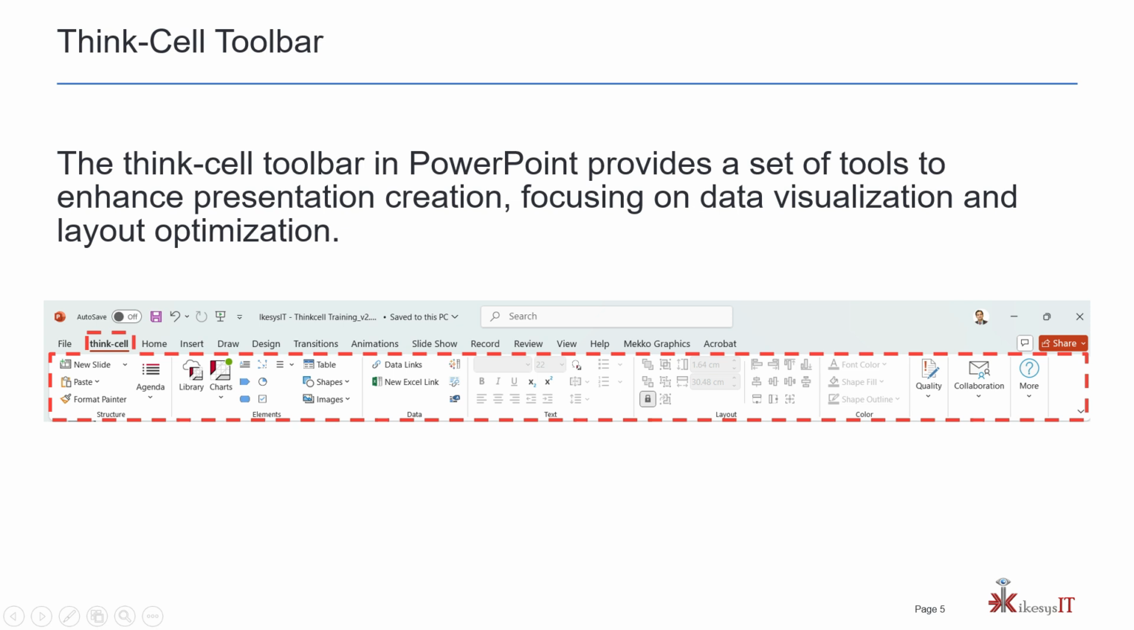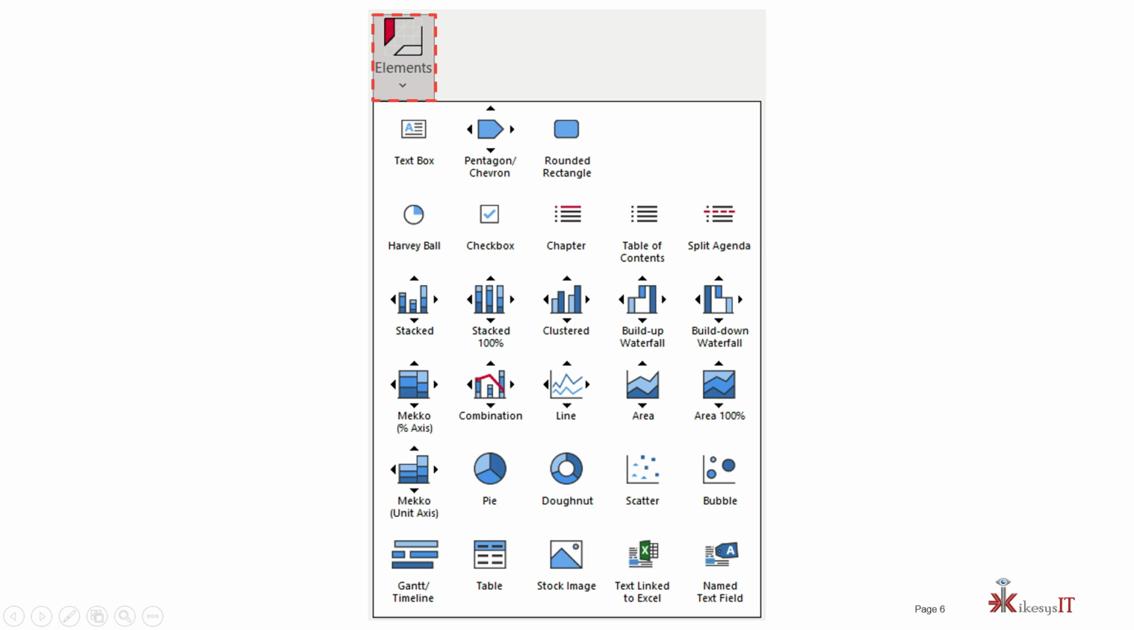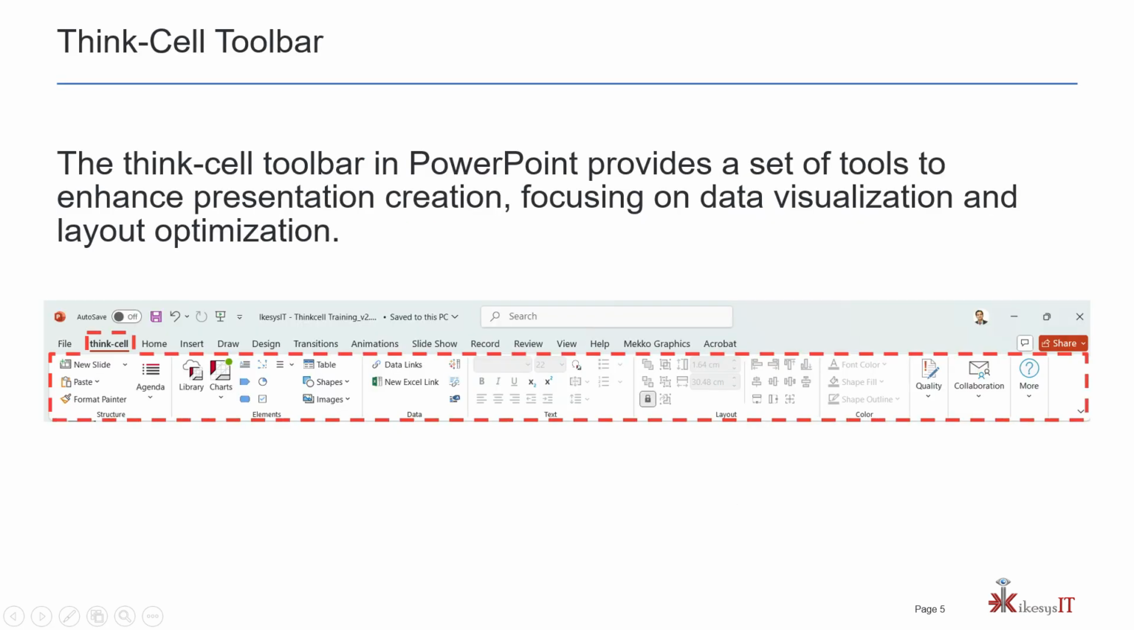So if you select the option of chart, these are the charts that you can see in the drop down menu, like stacked bar chart, 100% stacked bar, clustered bar, build up waterfall, build down waterfall, and many more. Now come back to the ThinkCell toolbar. Here you can see there are multiple features provided by ThinkCell.